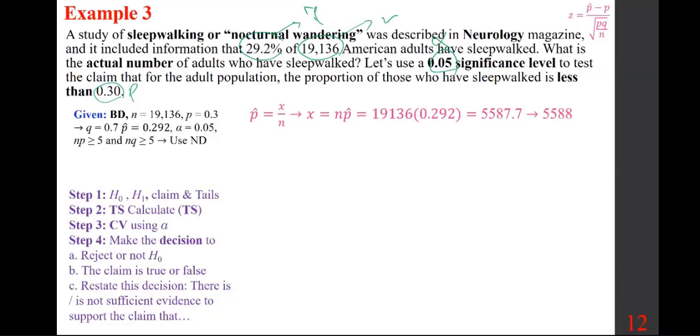P hat is lowercase x over lowercase n. And this is dealing with a number of subjects, rounded accordingly. It doesn't get rounded up or down, it just gets rounded. Because it's 0.7, it rounds up.